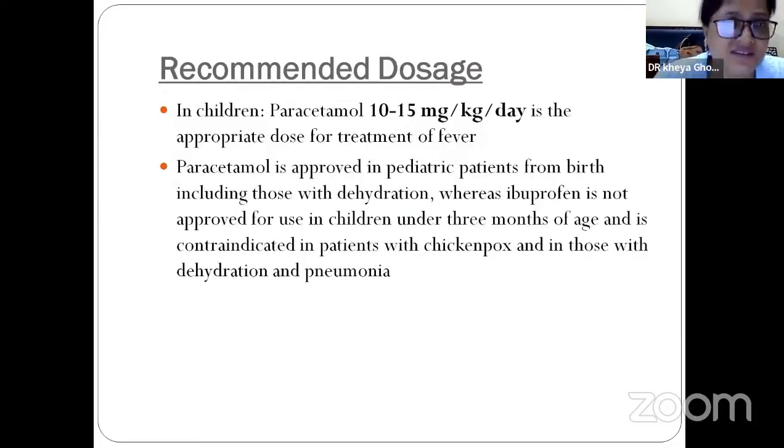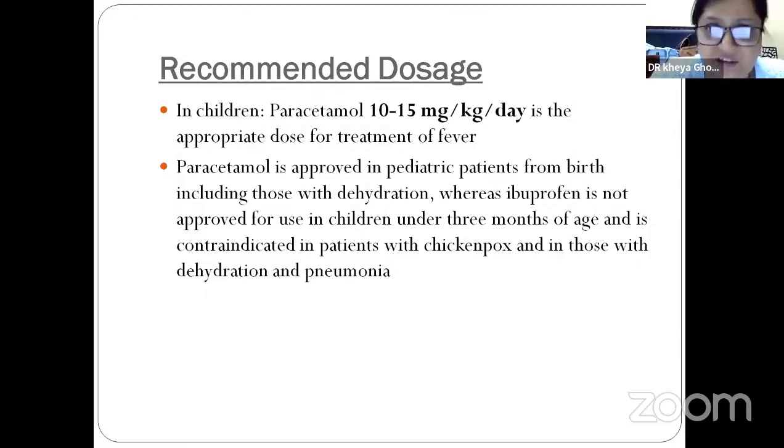The recommended dose, as I mentioned, is 10 to 15 mg per kg per dose. If we have a high grade of fever, the response is usually better to 15 mg rather than 10 mg. But if you are giving the 15 mg per kg dose, it will be 15 mg per kg per dose. So the cumulative dose should be 60 mg per kg per day. There's a printing mistake on the slide. So 10 to 15 mg per kg per dose is the appropriate dose for treatment of fever.